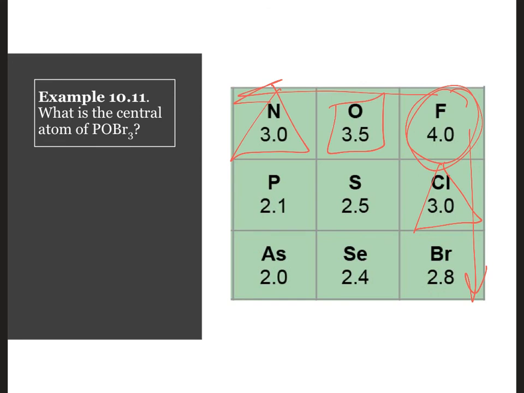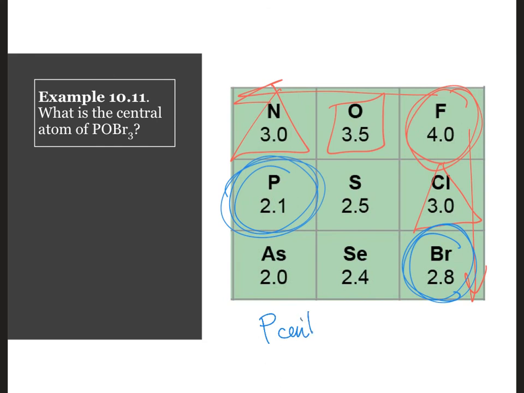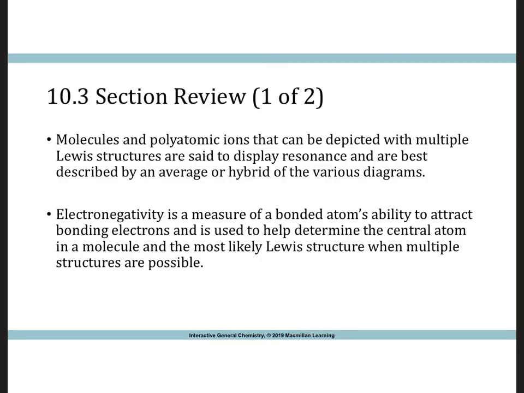Bromine is still fairly electronegative, but phosphorus has an even lower electronegativity value. Because of the lower electronegativity, phosphorus will be our central atom since it will share electrons more than bromine or oxygen. I'll leave you with the author's parting thoughts for this section. Part 2 will come in the next lecture.